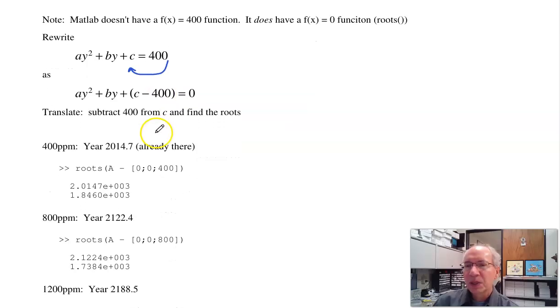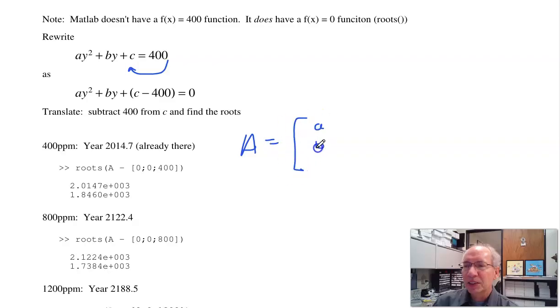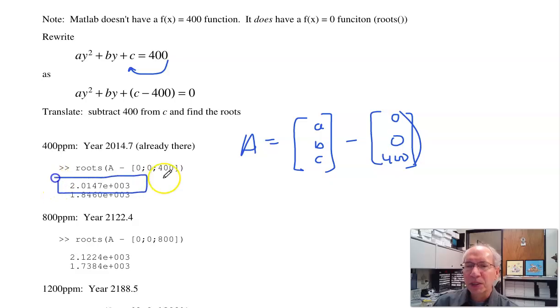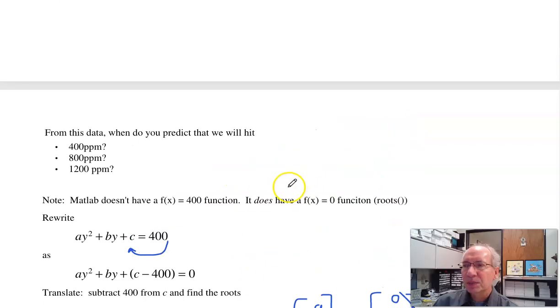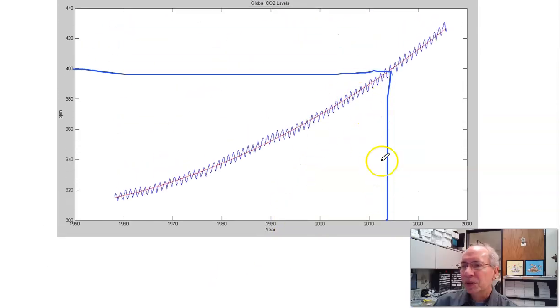That's roots. So I'm going to take my a, so capital A, what that represents are 3 numbers. That's my a, b, and c. I want to subtract 400, which is 0, 0, 400. Subtract nothing from a, subtract nothing from b, subtract 400 from c. Now find the roots. And what I get is the year we should hit 400 parts per million. That's about the year 2014. Matches up with the graph.